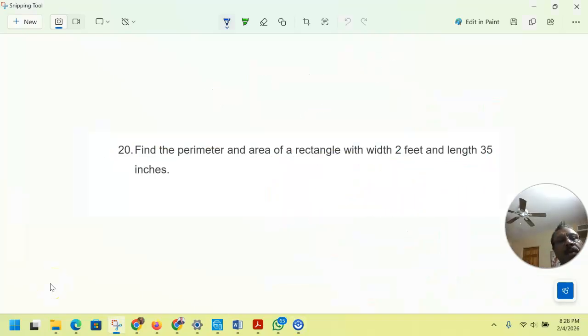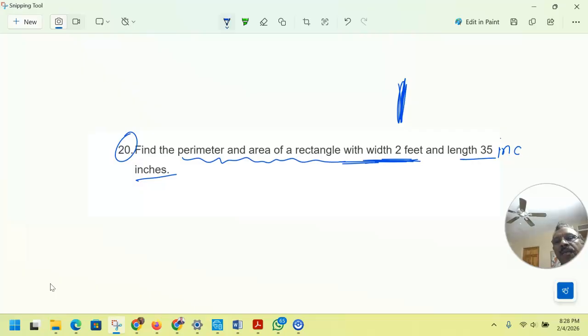So there was another question asked about the perimeter and area. So they gave us width is 2 feet. This is 2 feet. Okay. And length is given as 35 inches. So this one they give is 35 inches.